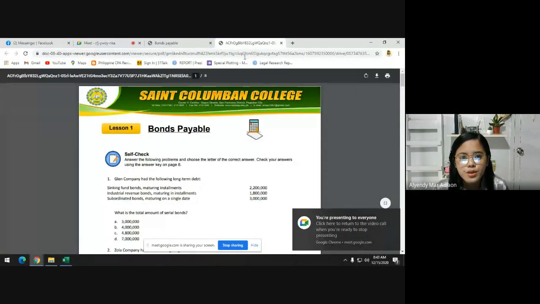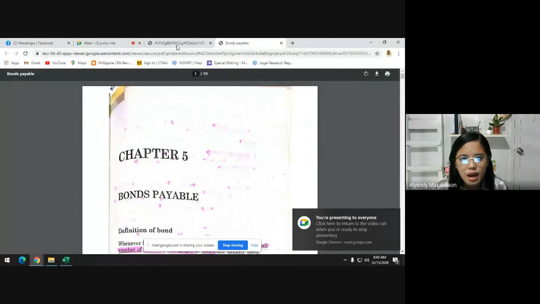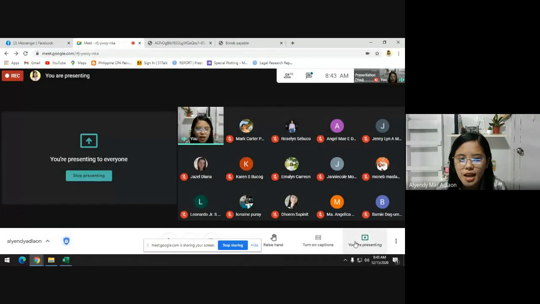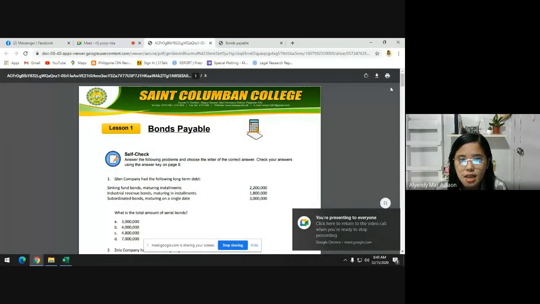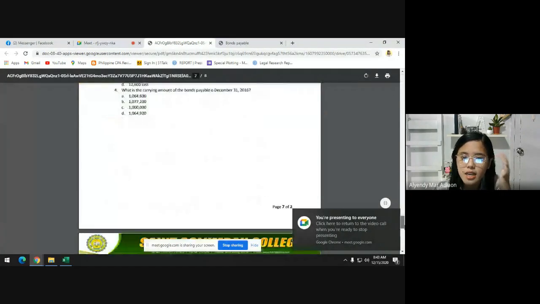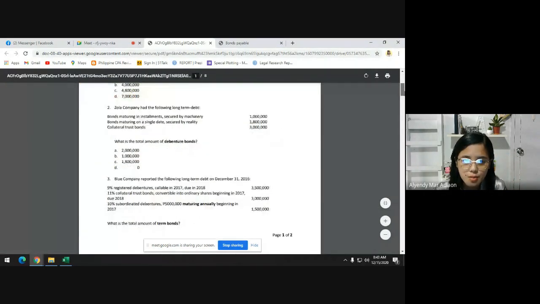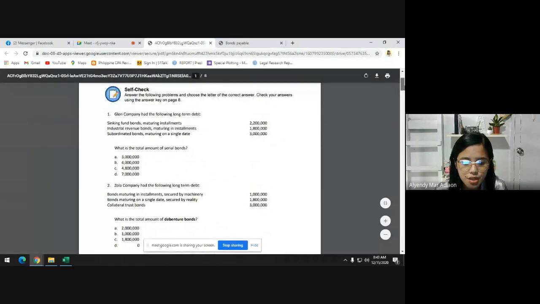So the effective interest method will be useful. We will start answering with the self-check of the bonds payable. It has an answer key. I hope you tried answering this one, and at this moment, let us check whether you did it right.